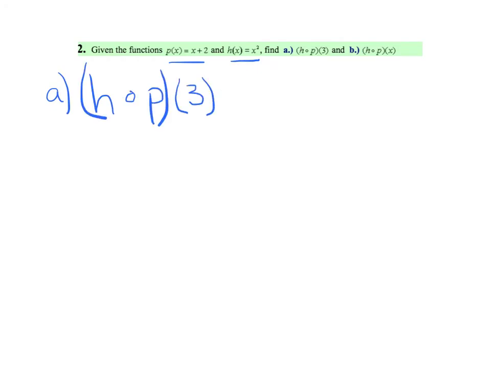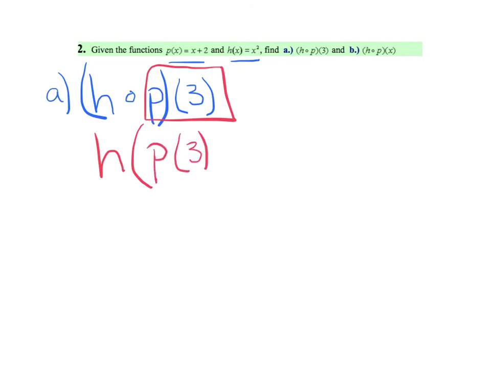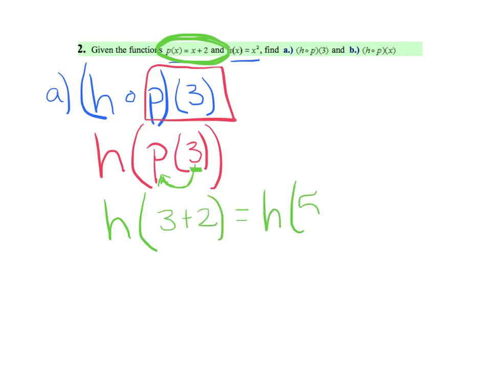Number 2. Given the functions, we've got p of x and h of x, find h of p of 3. Okay, so I'll do one more with you. We're working right to left, so box the thing in on the right, and let's rewrite this. This says h of p of 3. So I've got to take 3 and plug it into p. Remember, we work backwards, right to left. So if I plug 3 into p, I'm going to get h of 3 plus 2, which is really just h of 5. Now I've got to find h of 5, so I'm plugging 5 into this term, and that looks like 5 squared, which is 25.